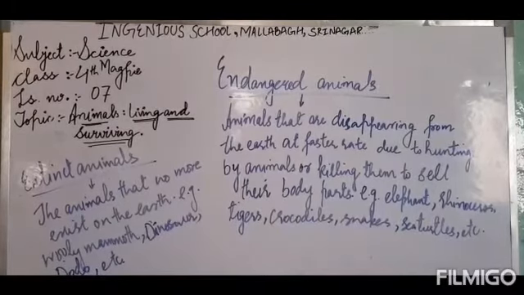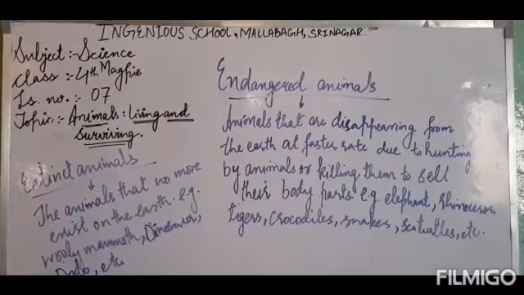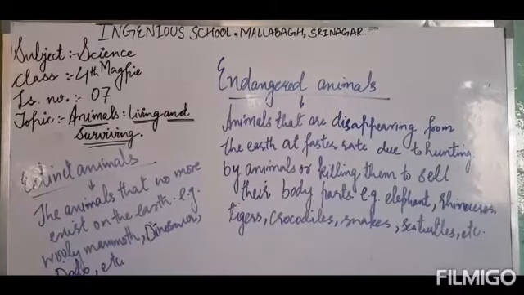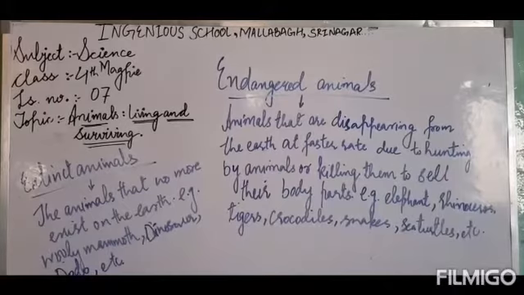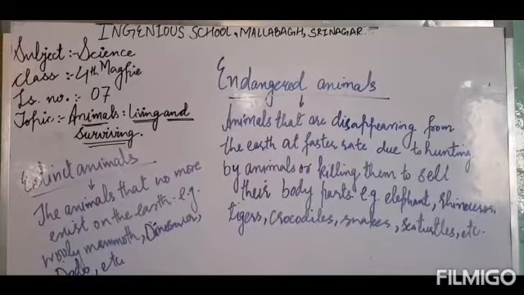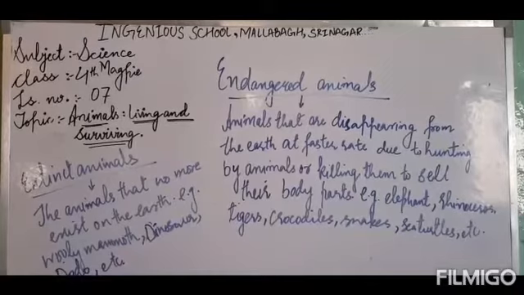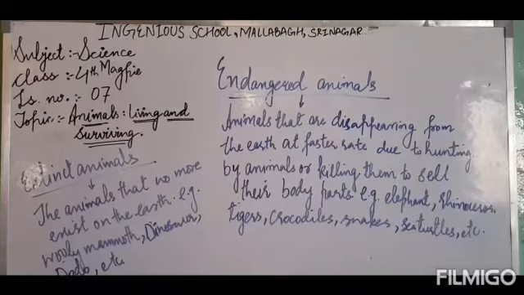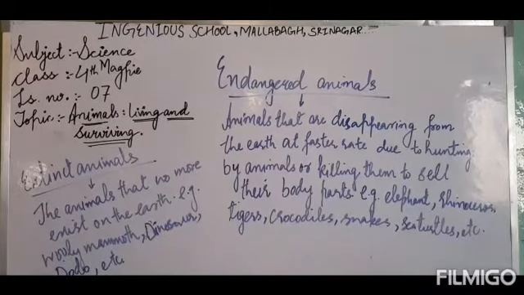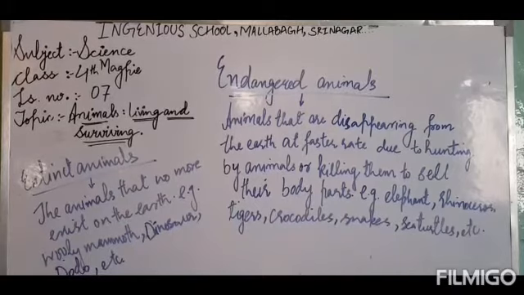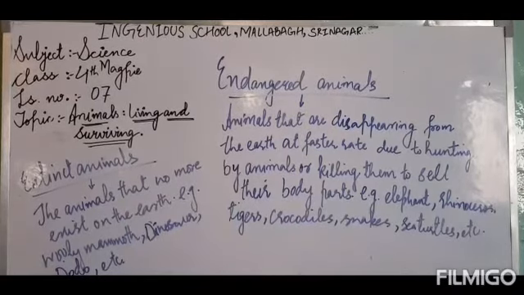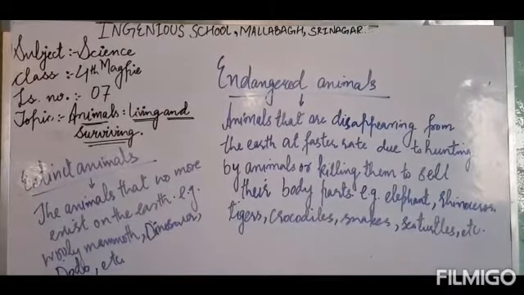I will give an example. Elephant has got long tusks, isn't it? So elephants are killed in order to sell their tusks. In the same way, tigers are killed in order to sell their hides. Crocodiles are killed to sell their skin. Snakes are also killed in order to sell their skin. Sea turtles are also killed in order to sell their shells or skin.